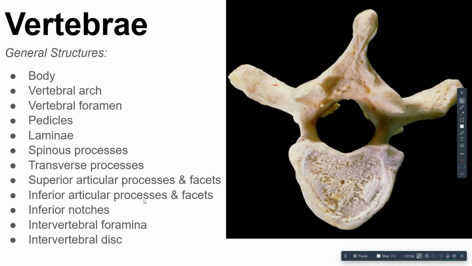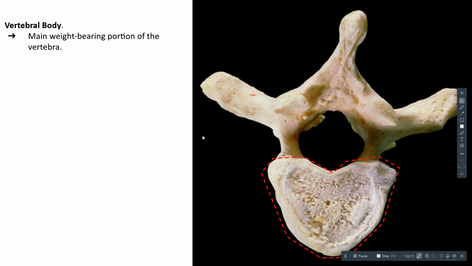Our processes are things that stick out. We're also going to meet some structures called facets. We're going to see some notches, some more holes, some more foramina, and some discs as well. So let's get started with all that.